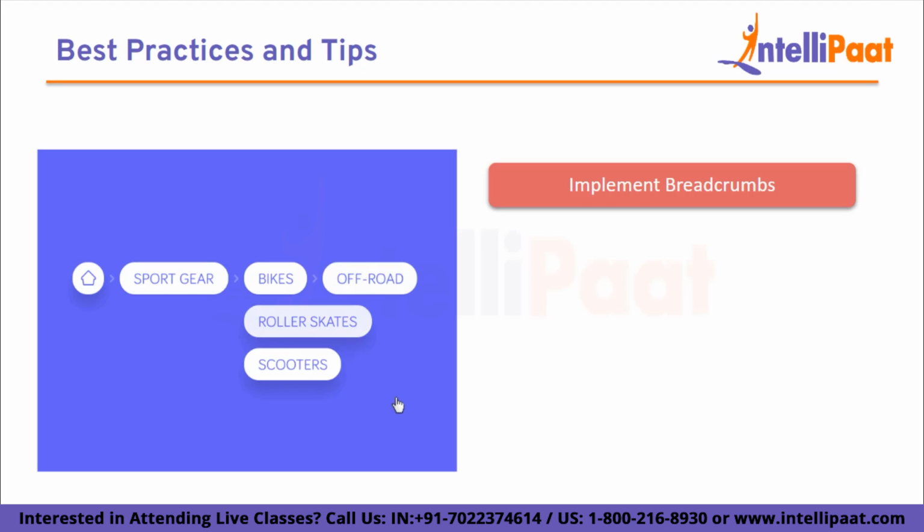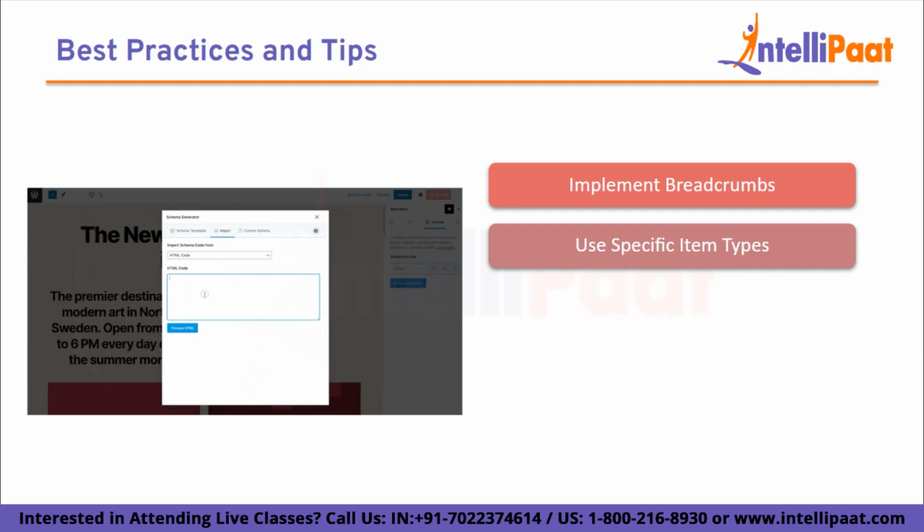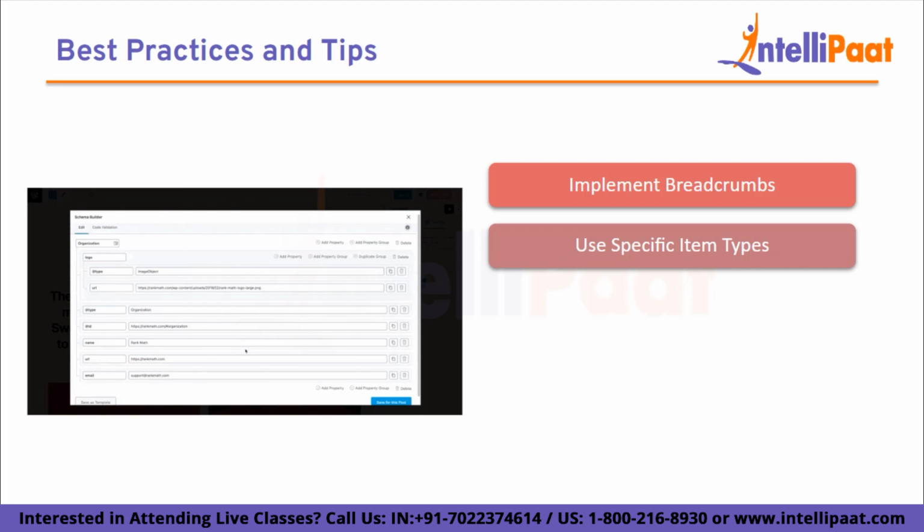Next, we have implement breadcrumbs. Add breadcrumb schema markup to help search engines understand the hierarchical structure of your website and display breadcrumb navigation in search results. Then we have use specific item types. When applying schema markup, use the most specific item types available to represent your content. This provides more context and relevance to search engines.